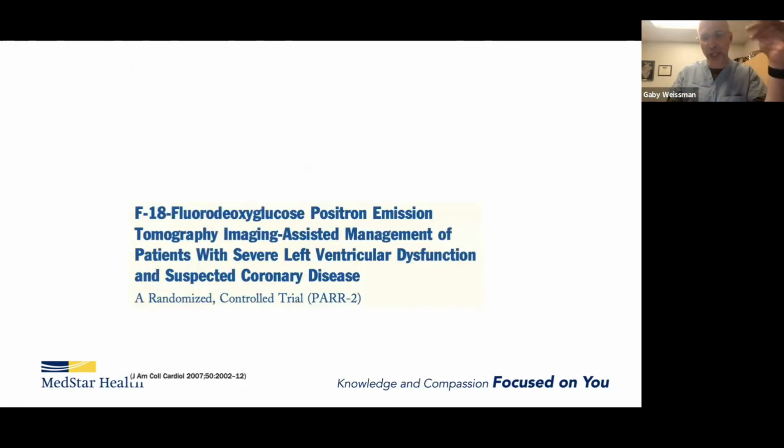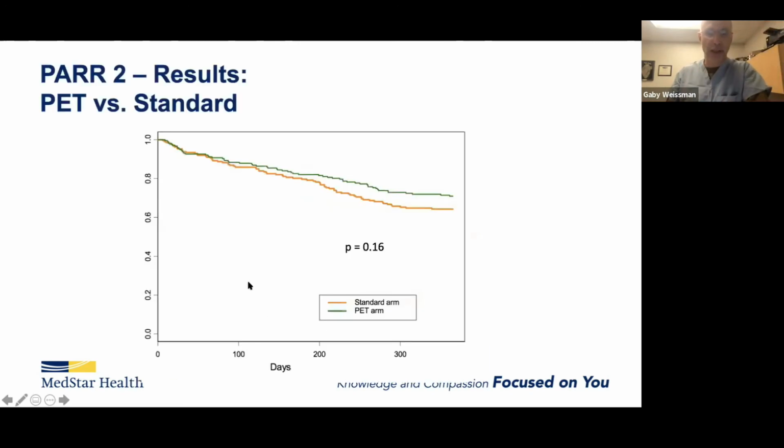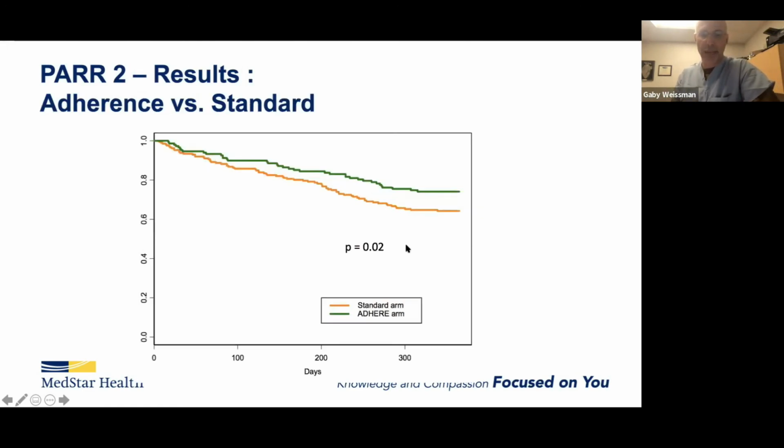There have been a few trials looking at this. This is a PET-based trial that looked at using PET versus standard of care. And you can see that the p-value is not significant, but it sort of seems to trend to an improvement to using PET viability here. Interestingly enough, if you looked at adherence, meaning if the doctor acted upon the results of the PET the way you would expect them to, then there was a benefit. Then the p-value became significant, and again, the curves separate, sort of similar to what we saw before. So maybe doing PET viability helps.